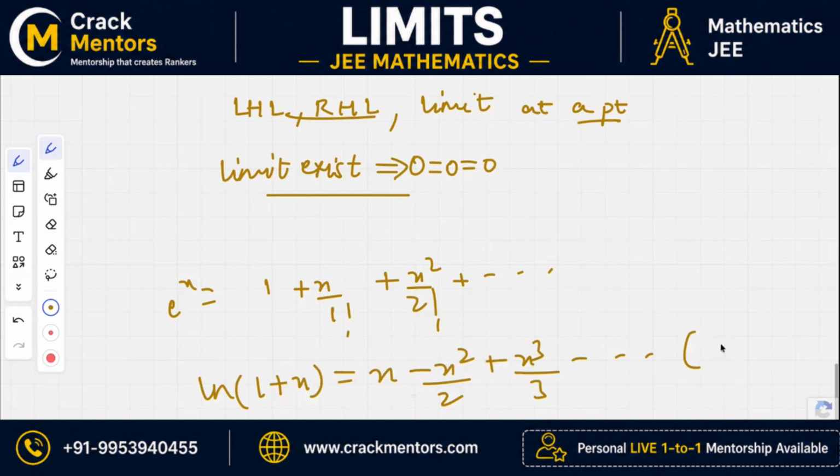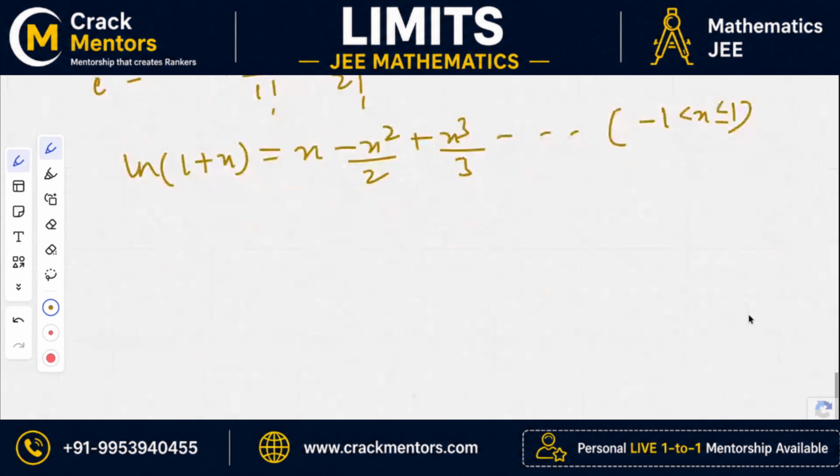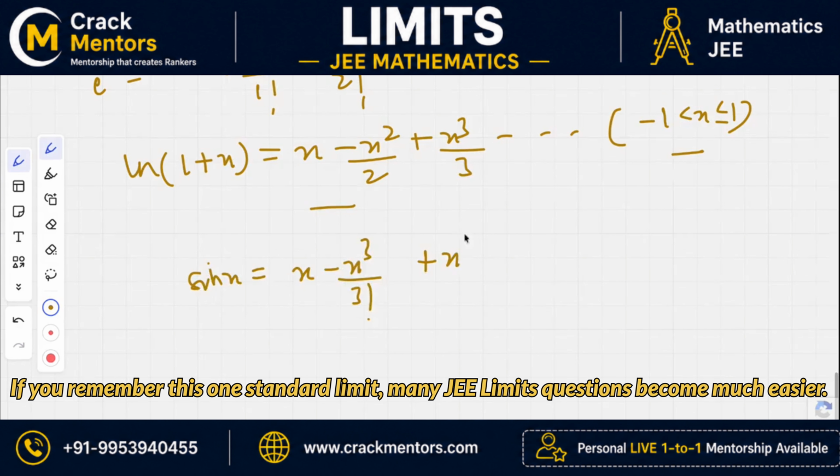So on. This is only for this interval of x. So if somebody asks you ln 1 minus x, you just replace x with minus x here, and similarly here also. Right? The sin x is x minus x cube by 3 factorial plus x5 by 5 factorial, and so on. Cos x is 1 minus x square by 2 factorial plus x4 by 4 factorial, and so on.